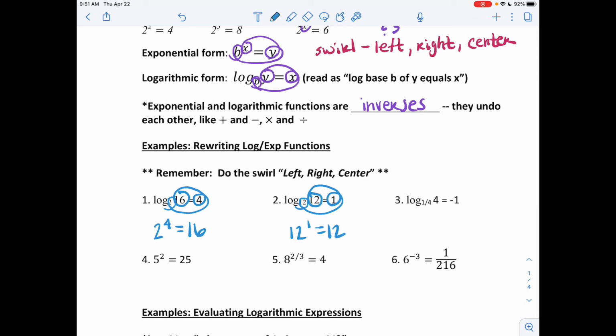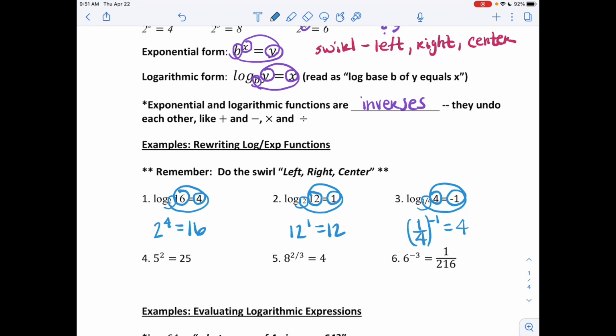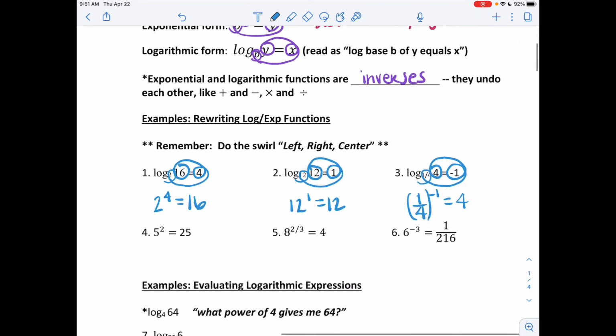All right, here's another one. Log base 1/4 of 4 equals -1. 1/4, -1, 4. Swirl left, right, center. So I'm going to say that 1/4 raised to the -1 power is equal to 4. Well, that's a true statement, because remember, anytime you have a negative exponent, it means take the base, in this case 1/4, you might put parentheses around it to kind of distinguish it. Take 1/4 and do the reciprocal of that base, which is 4, and make the exponent positive. Well, 4 to the positive 1 power is just a 4.